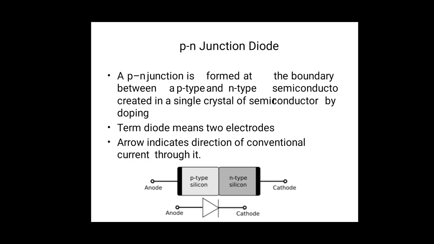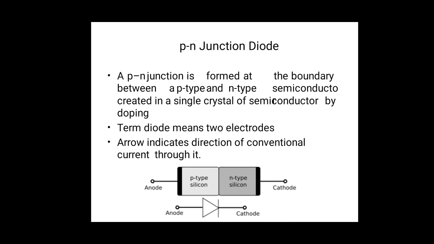When p-type and n-type come together, a junction is formed, and hence the name PN junction. As in the figure, see here, this is the p-type silicon, this is the n-type silicon, both are joined here. So this is the PN junction.